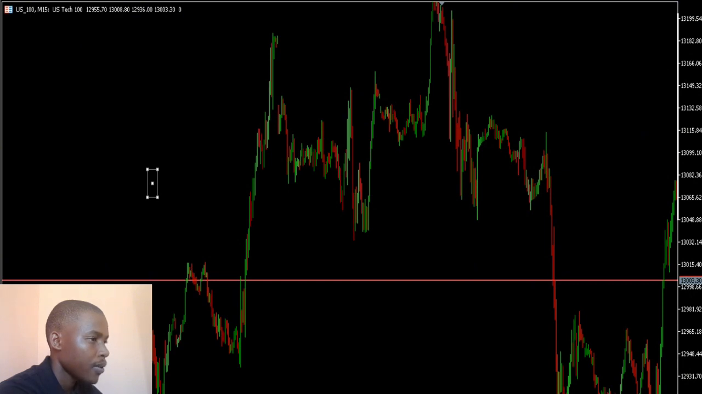And then we're just going to measure out that area right there. We're just going to measure out this area right there.